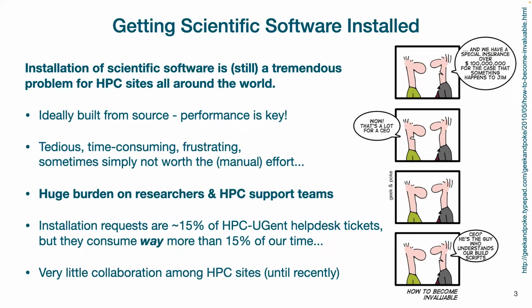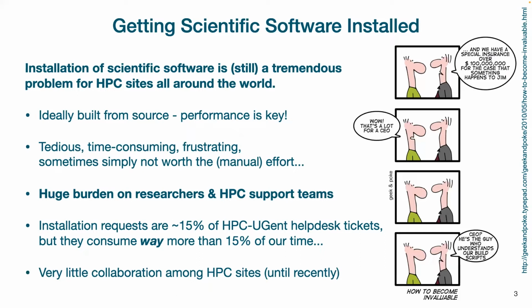It takes a lot of time and effort, especially on HPC systems, because there you really want to build the scientific software and all the dependencies that are required for it from source code, so you can optimize the installations for the hardware on which the software will be run. So the performance aspect of HPC is very important in this context. This puts a huge burden on either the researchers if they want to install the software themselves, or on the support teams if they want to provide some software centrally.